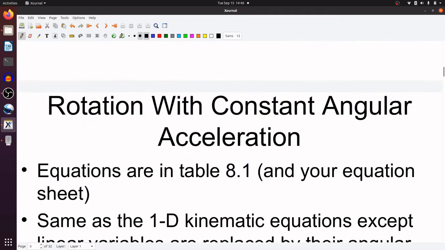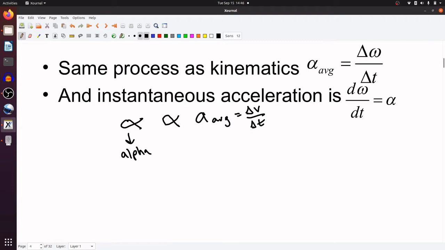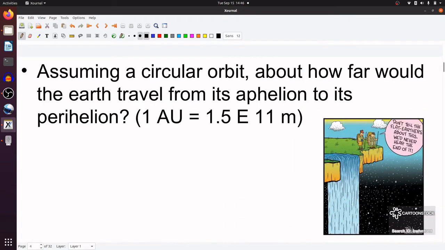Let me look ahead real fast. That I'm going to cover in 2 slides, but I had to check to make sure when I was planning on covering those. So let's start with this problem. Assuming a circular orbit, and I told you our orbit's really not circular, it's more of an ellipse, about how far would the Earth travel from its aphelion, furthest from the Sun, to its perihelion?